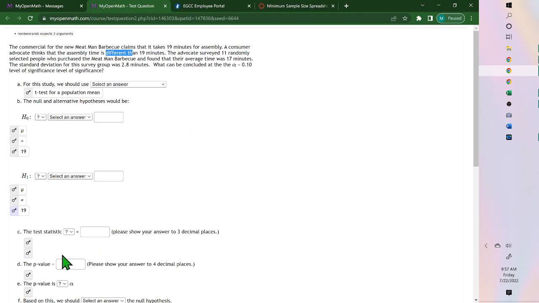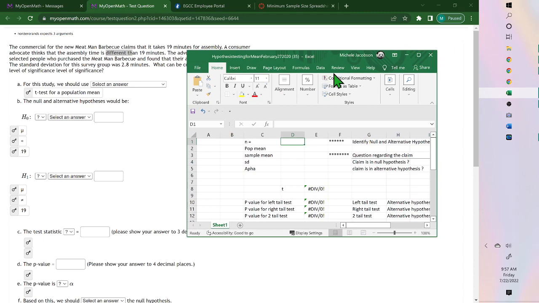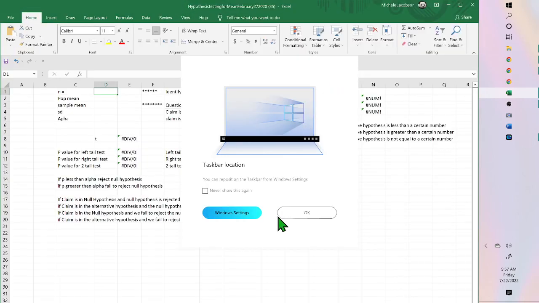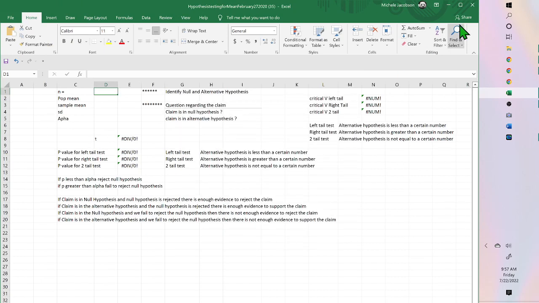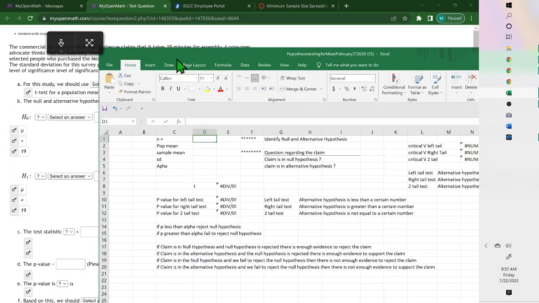Test statistic. So to find these values, you want to use your Excel spreadsheet, the one in Chapter 9 that says hypothesis testing for mean, because there's one with proportion, there's one with mean. So for this one, we want this. Let's move this down a little.